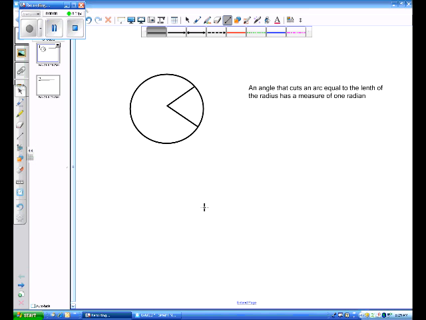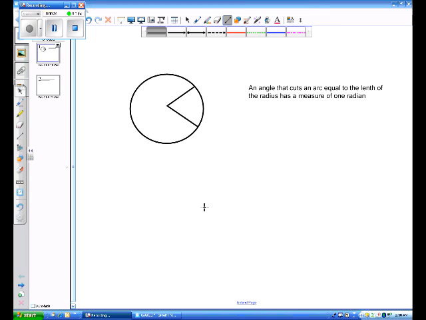Today we're going to look at a different method of measuring our angles, a way that we can measure our angles using real numbers and not degrees. Degrees are not real numbers, and so it's not possible to multiply or divide by degrees. So we have another method of measuring our angles.